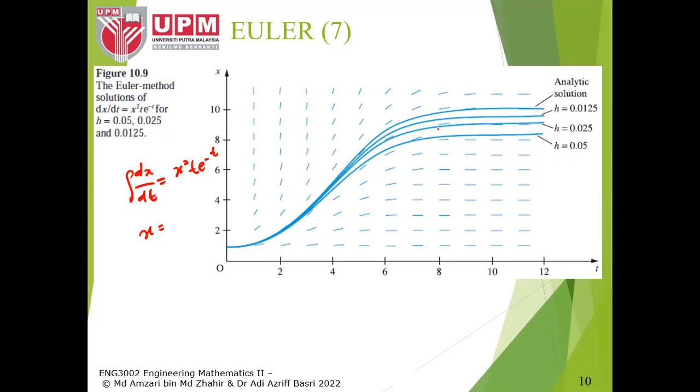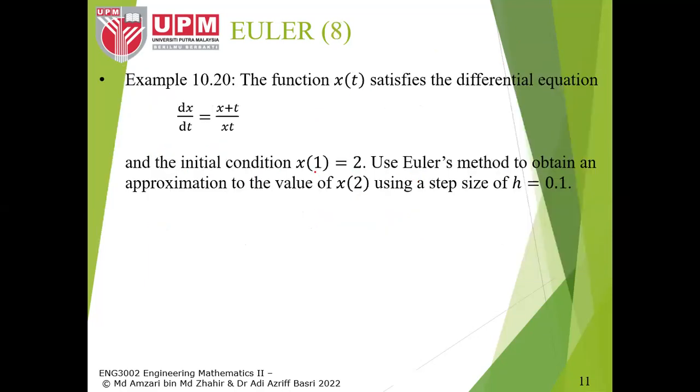So this figure shows that a smaller h value produces a value nearer to the analytical solution. So in order for you to calculate in great detail, you need to reduce the time step. Okay, let's go to an example.